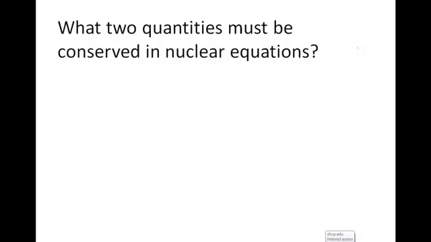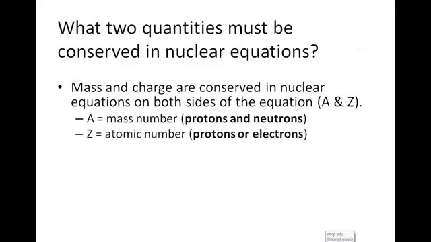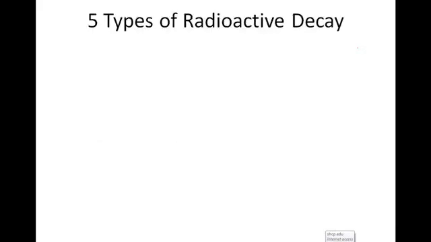When you take a look at nuclear equations, you have to take a look at all the quantities that are conserved. So what quantities are conserved? Mass and charge are conserved in nuclear equations on both sides of the equation. A stands for the mass number, the number of protons and neutrons, and Z stands for the atomic number, the protons.